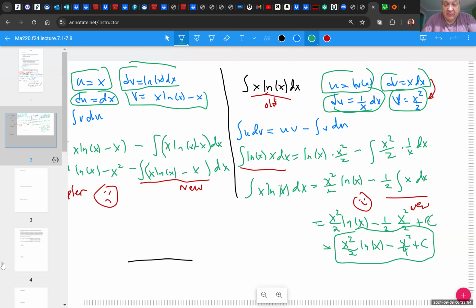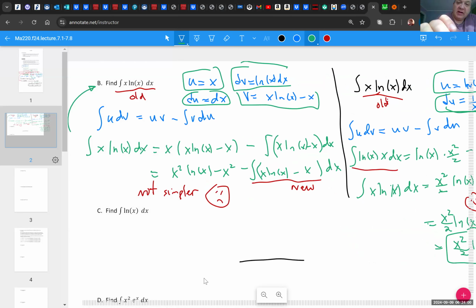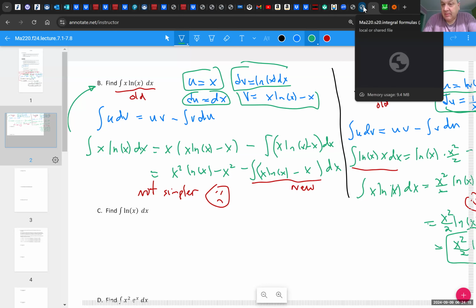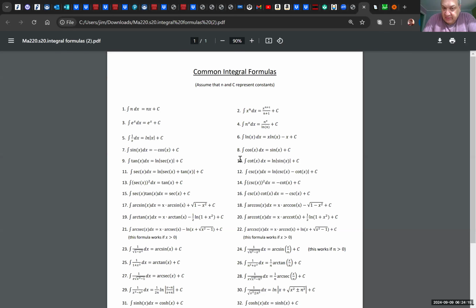All right, so let me show you what I had in mind for this third example. This is kind of a classical one that Calc 2 instructors routinely show. This is the integral of ln x dx, which is on our formula sheet. So we can be done just by looking it up on the formula sheet. It's the one over here. The integral of ln x is x ln x minus x plus c. So we can be done.